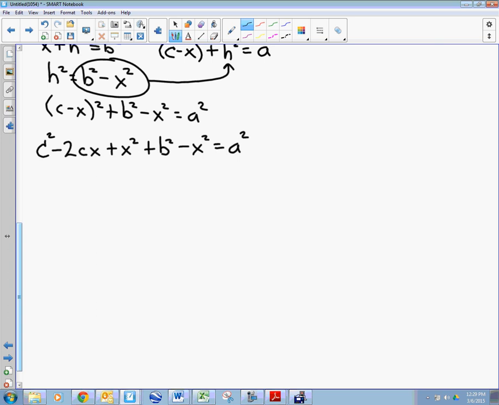Everybody see how I got the minus 2cx? And when I do this, as Hannah said, the x squareds go away. I'm now going to rewrite the formula to look like this. a squared equals b squared plus c squared minus 2cx. See that? It's actually kind of nice. This is like Pythagorean theorem, isn't it?